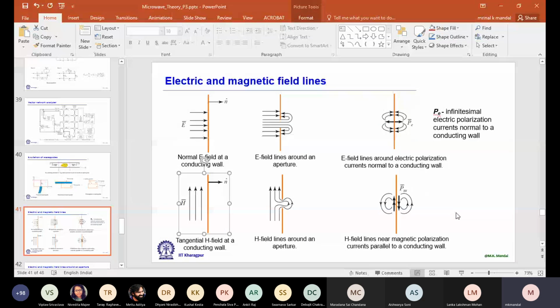Here, in this case, we can represent it by a magnetic polarization current, which is parallel to the conductor wall. So this is the first step of the mathematics. Then after this, we start the calculation. So it is a simplified representation of the actual problem.